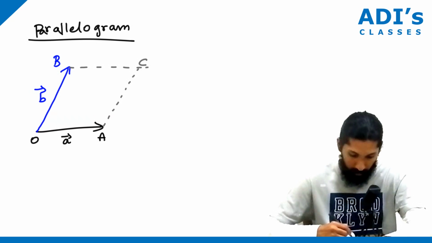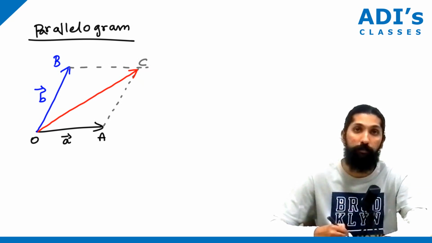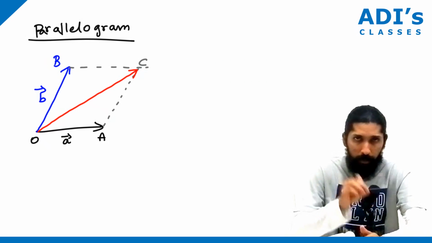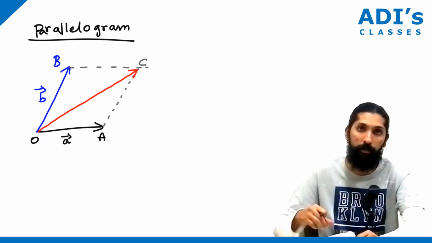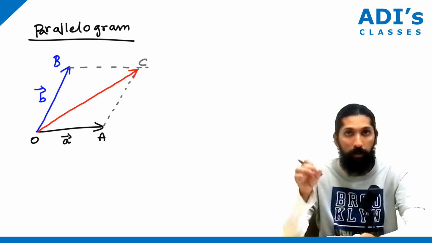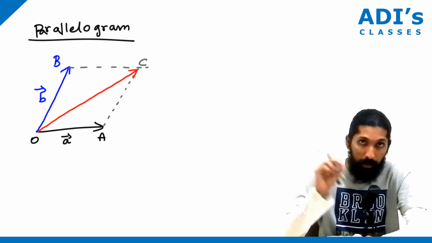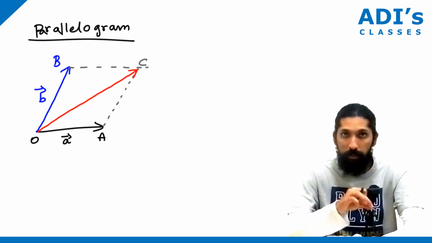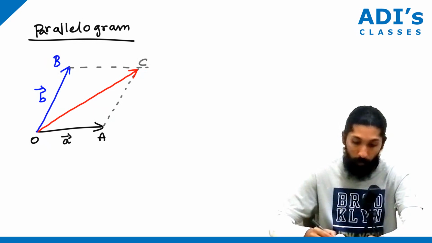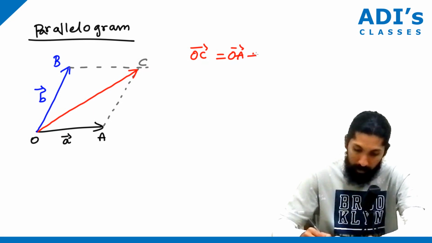The resultant is going to be OC like this. This is the resultant. That means if two vectors are co-initial vectors, very, very important, co-initial vectors, and these two vectors form the sides of the parallelogram, then the resultant is the diagonal of the parallelogram. This basically tells us the parallelogram law of addition. So here we have OC is equal to OA plus OB.